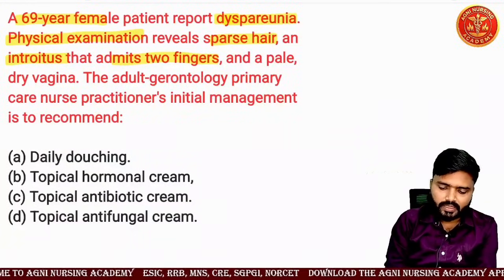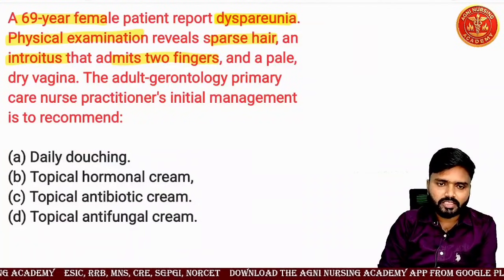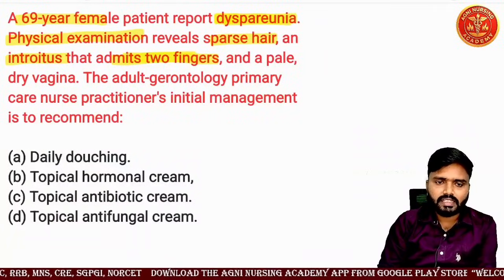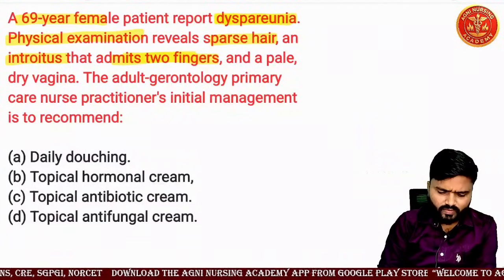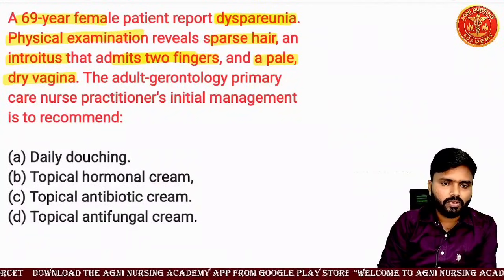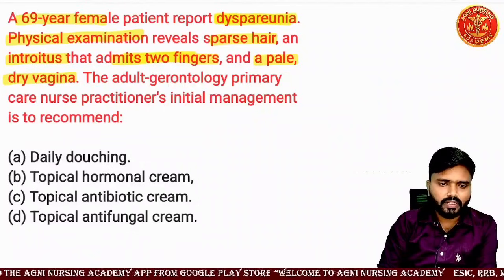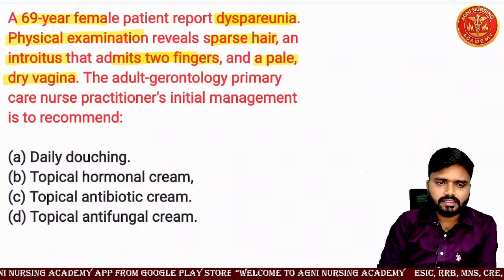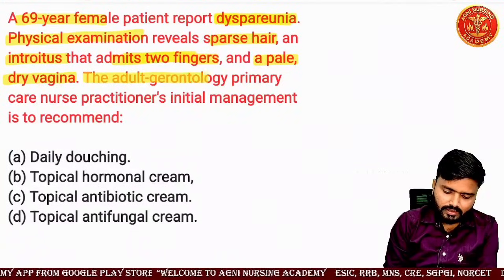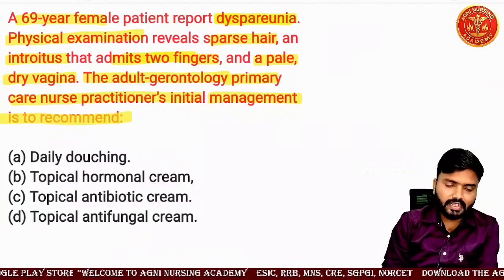During intercourse she has difficulty, and on physical examination there is sparse hair and an introitus that admits only two fingers. That means on vaginal examination only two fingers are admitted, and a pale, dry vagina is there. Understood? Is there any chance of infection? Please comment: is there any infection for the symptoms of a dry vagina and a pale vagina? The adult gerontology primary care nurse practitioner's initial management is recommended to.